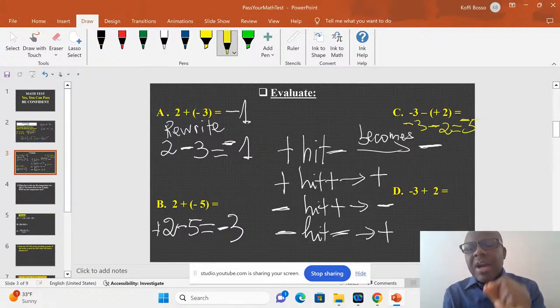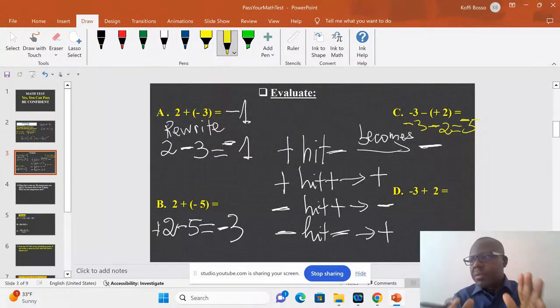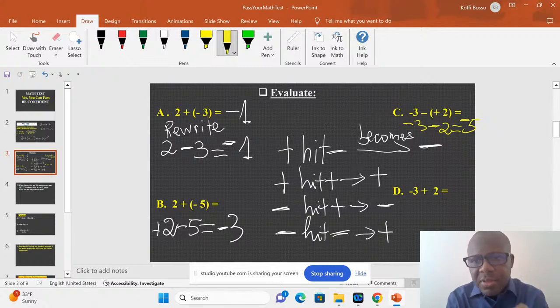Okay, let me tell you here. When the two numbers have the same sign, you add, and you keep that same sign. So we have a 3 which is negative, we have a 2 which is negative. We add 3 to 2, we get a 5, and we keep that negative sign.